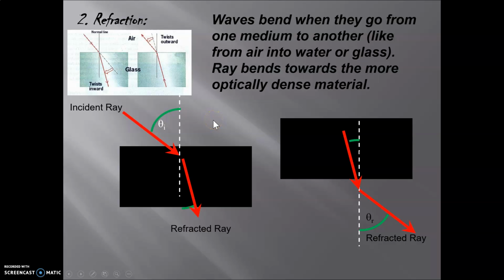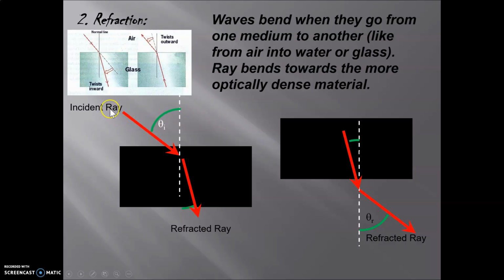Another common characteristic that is usually talked about with waves is refraction, and this is one that you've probably had some experience with in your life, but you probably didn't necessarily realize it. Okay, refraction occurs when waves bend when they go from one medium to another, like from air into water or from air into glass. So that happens when a ray bends towards the more optically dense material.